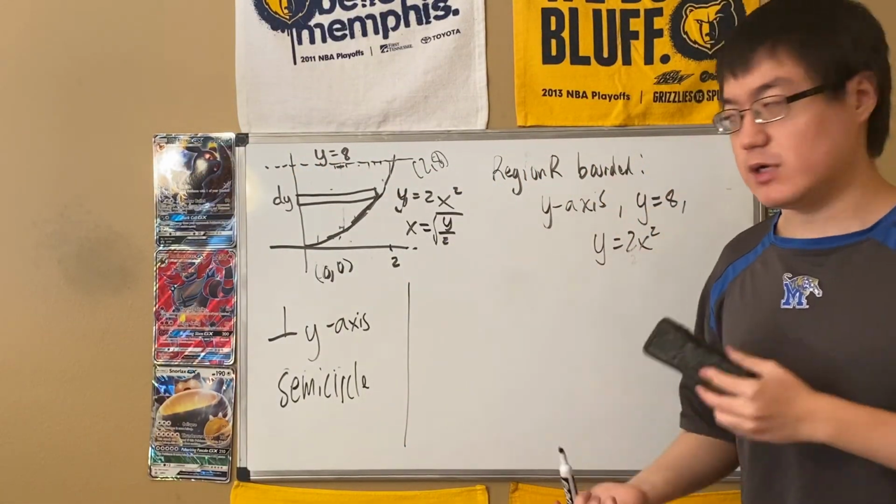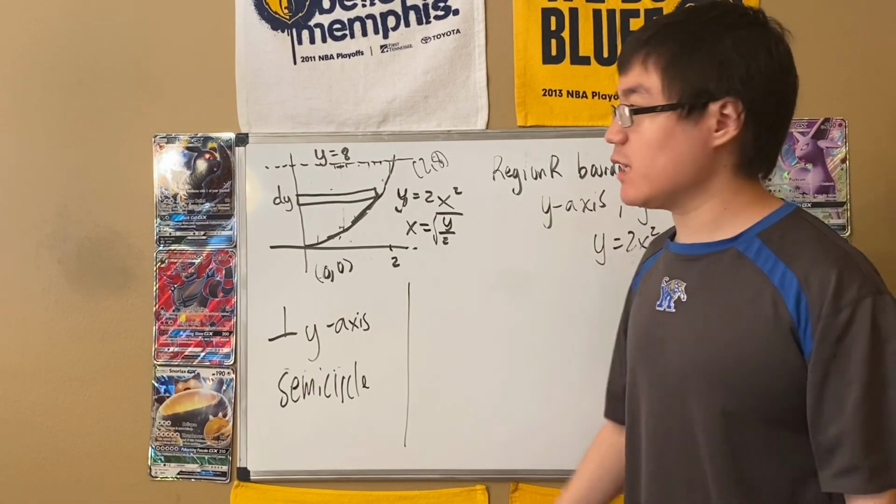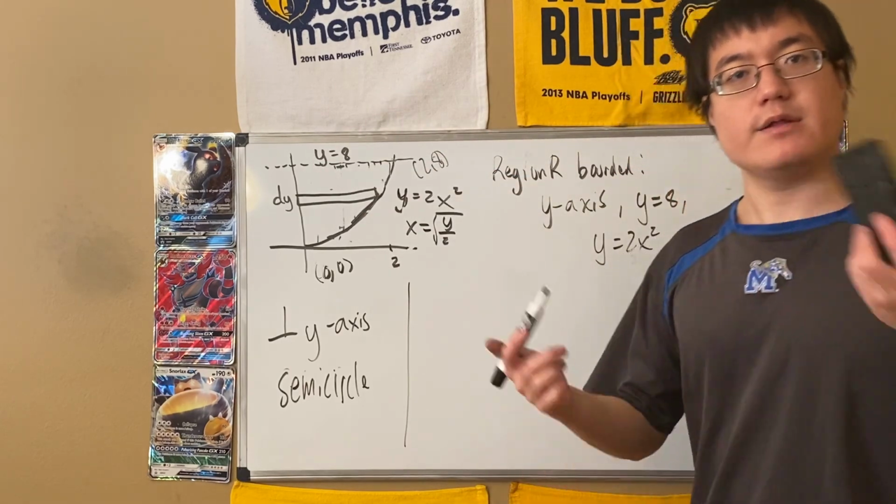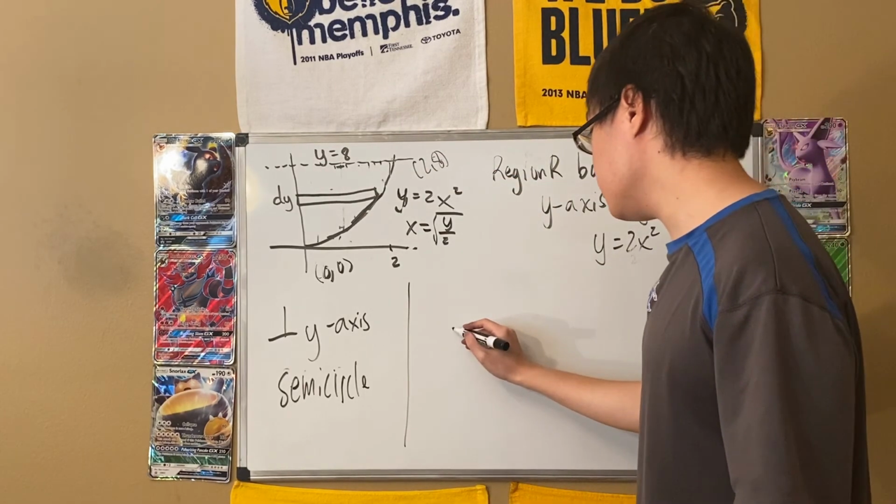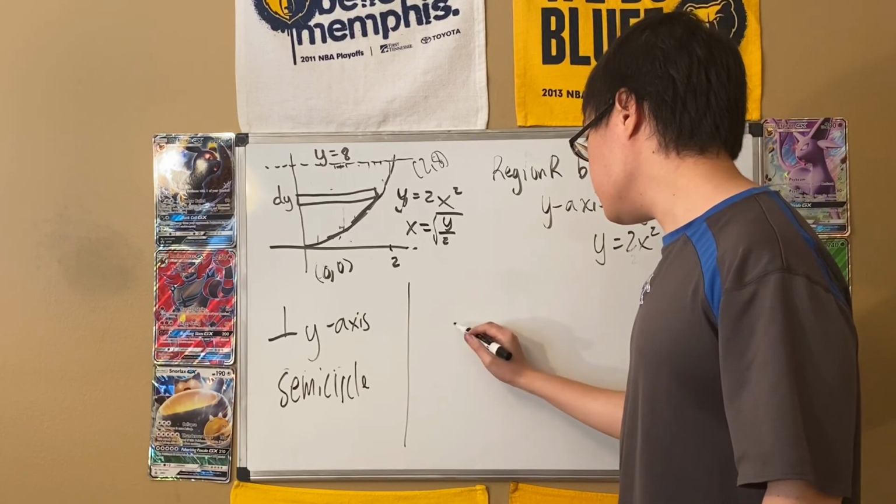So now we're ready for the question. So we did the easy step, identify its dx or dy. Now we deal with the shape. So a semicircle looks like this. So let's draw this.